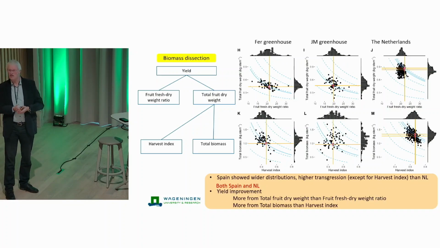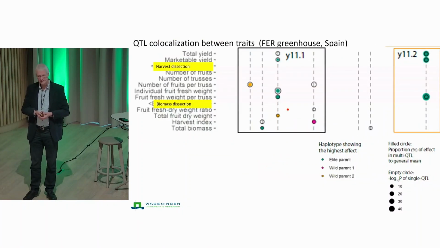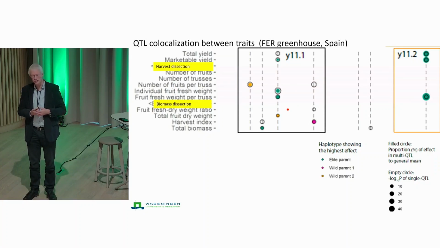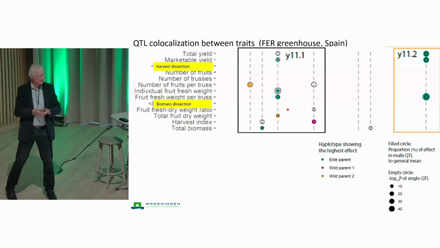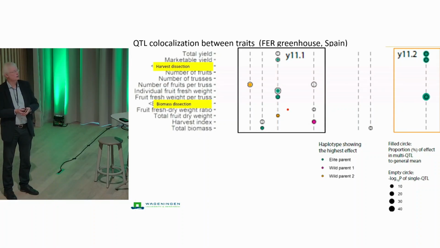And also in both situations we found that the yield improvement is more from a higher total biomass produced than from a higher harvest index. Well, I also explained already we would expect, or we would hope, that we can know better about yield QTLs, where they come from. And I have here one example on chromosome 11.